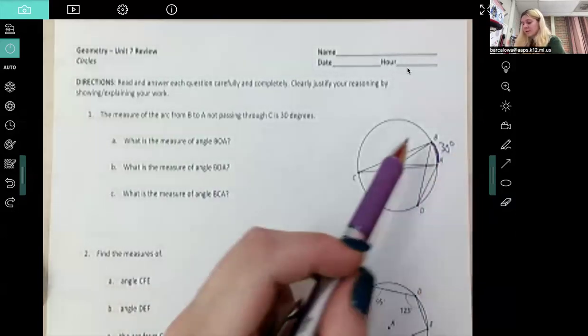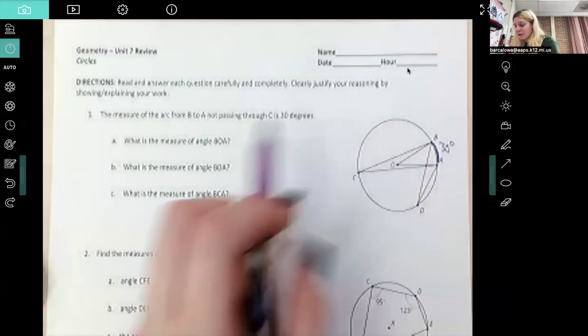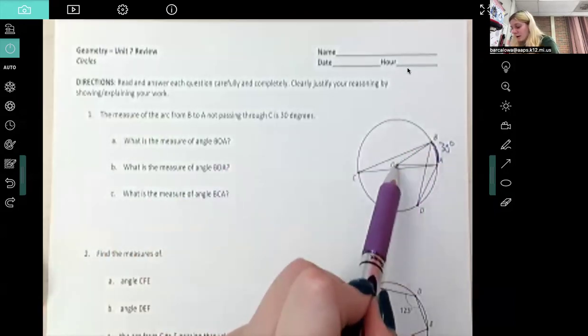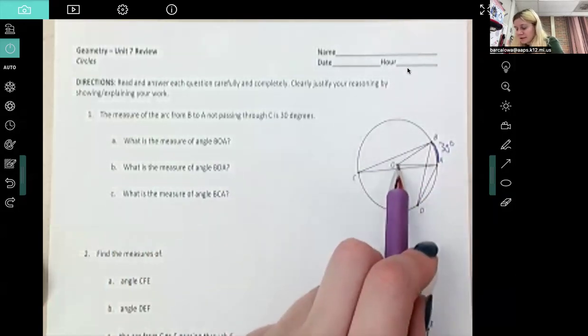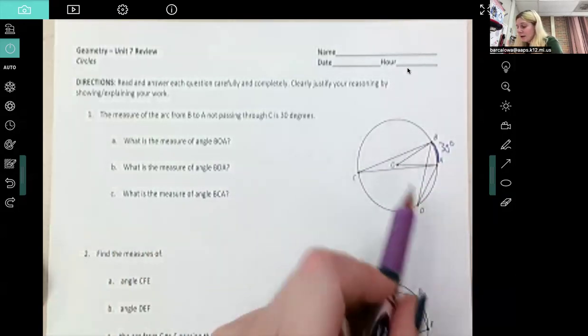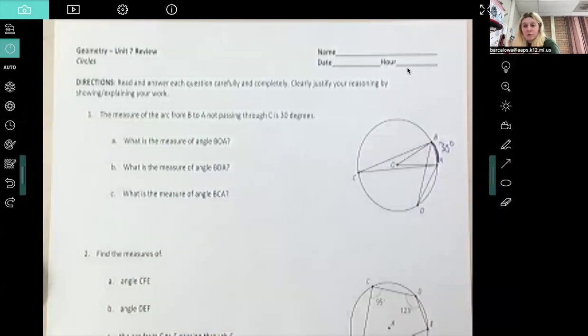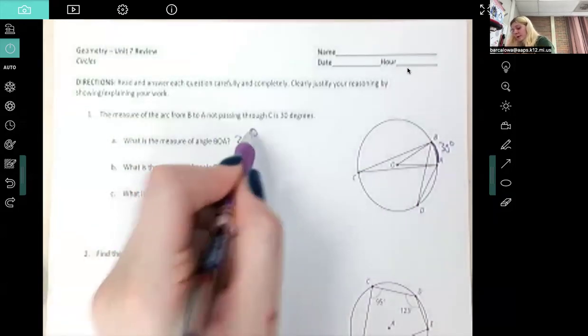Okay, so this measurement is 30 degrees, and they're asking me for the measure of BOA. So BOA. That is a central angle, right? Because the vertex of the angle is at the center. Central angles are equal to the arc measures. So this one is 30 degrees.